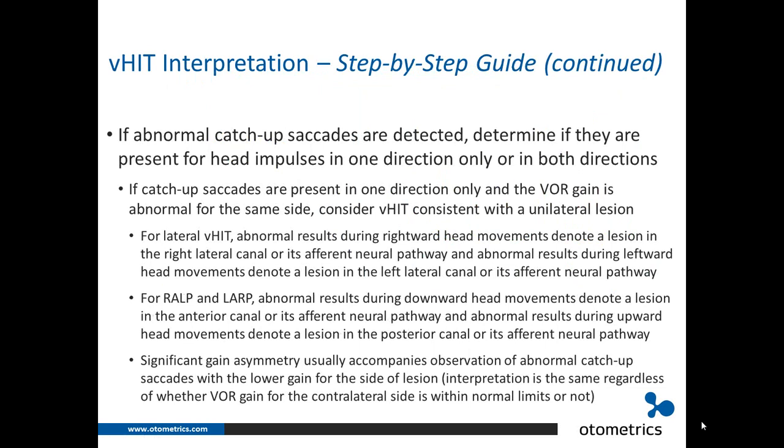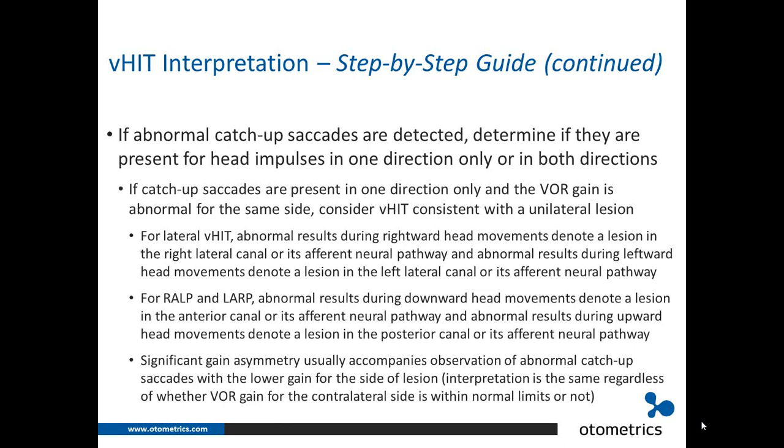If abnormal catch-up saccades are present, determine if they're present in one direction only or to both directions. If catch-up saccades are present in one direction only and the VOR gain is abnormal for that side, then that's consistent with the unilateral lesion. For lateral head impulses, abnormal results for rightward head movements indicate the lesion in the right lateral canal or its afferent neural pathway, which in this case is the superior portion of the vestibular nerve. And abnormal results for leftward head movements indicate the lesion in the left lateral canal or its afferent neural pathway.